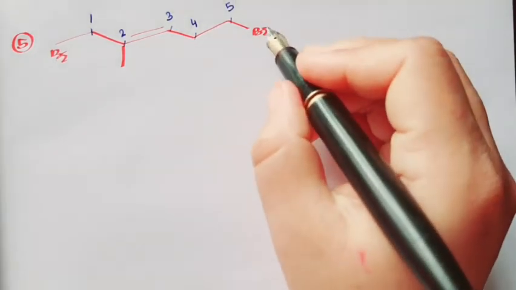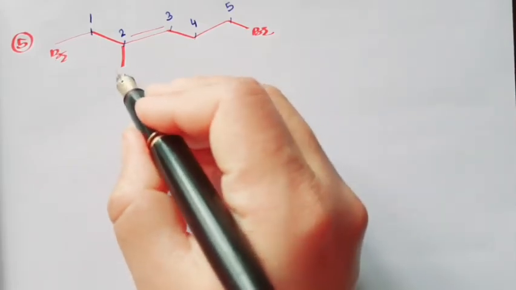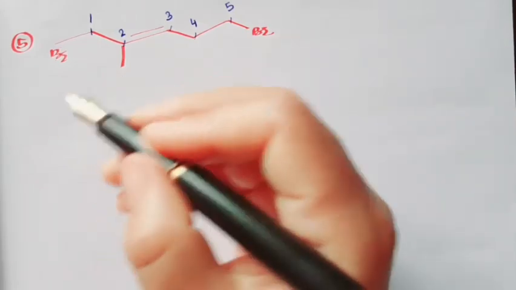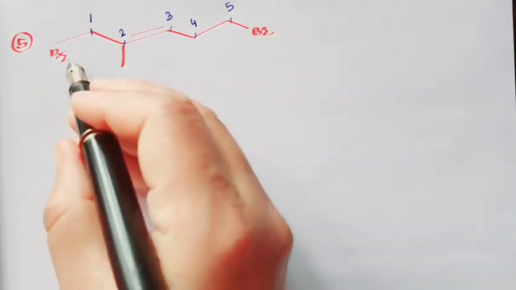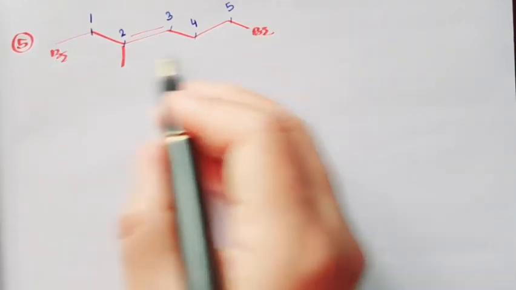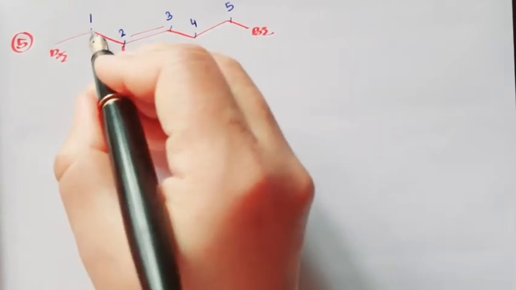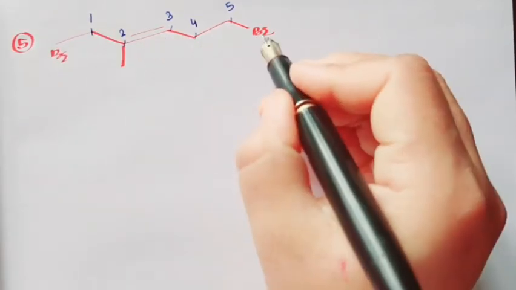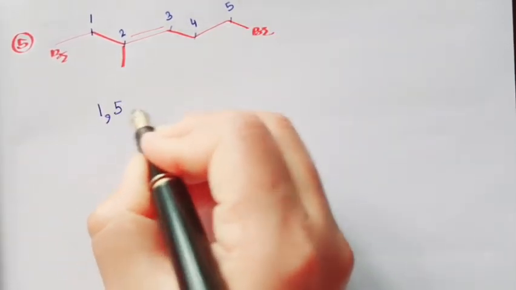Now what substituents are there? So Br and CH3. Br is bromo, CH3 is methyl, right? So bromo will come first. While naming, what is the position of Br? So 1 and 5, right? So it is attached to carbon 1 and carbon 5.